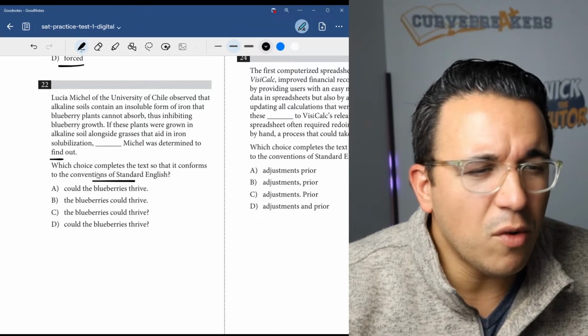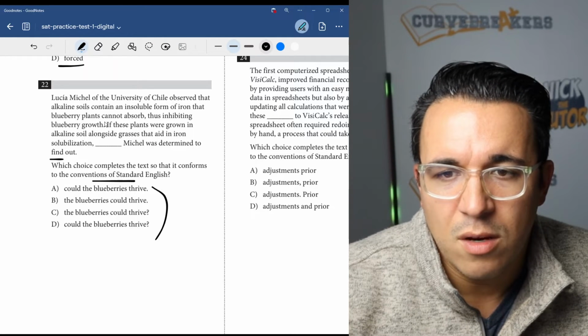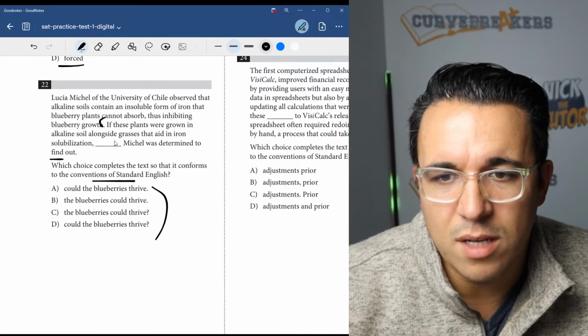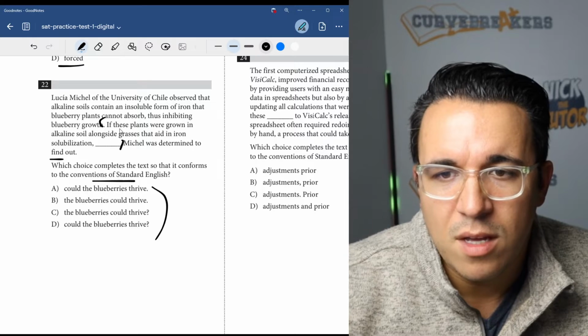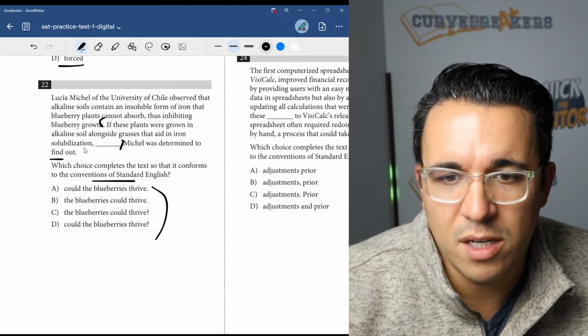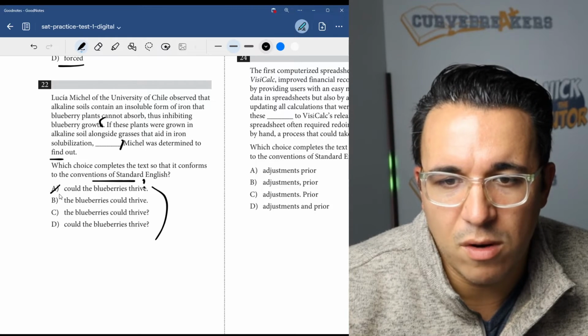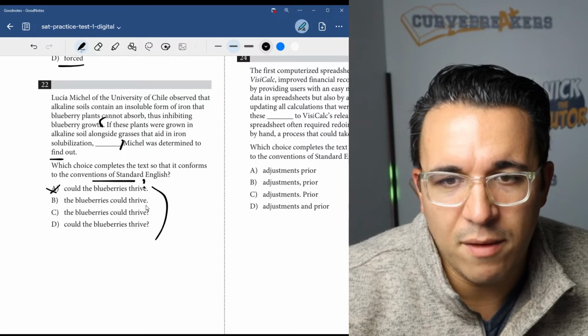Because you can't really predict exactly what's going to go there. We have to read the answer choices. So really focus on this part. It's kind of most important, right? If these plants were grown in alkaline soil alongside grasses that aid iron solubilization, could the blueberries thrive? So that should have been a question mark, so that one is wrong. The blueberries could thrive. That could be it.